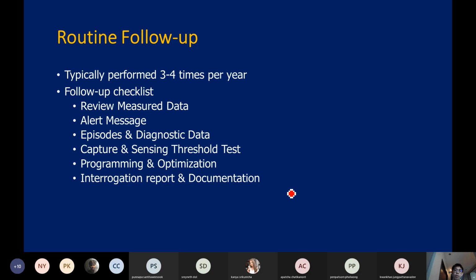You see the episodes and diagnosis data. You test the capture and sensing threshold of the device, and you program the optimum. You review all the programs and the clinical status of the patient, and you optimize all the programs. And at last, you need to print the report and document all the events from the device that you have already checked.